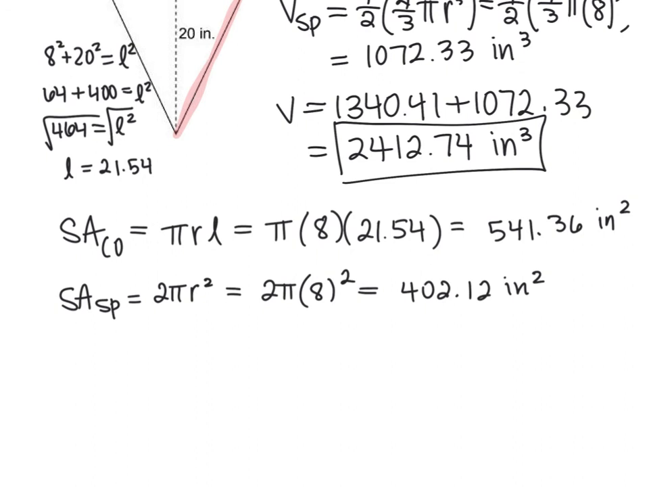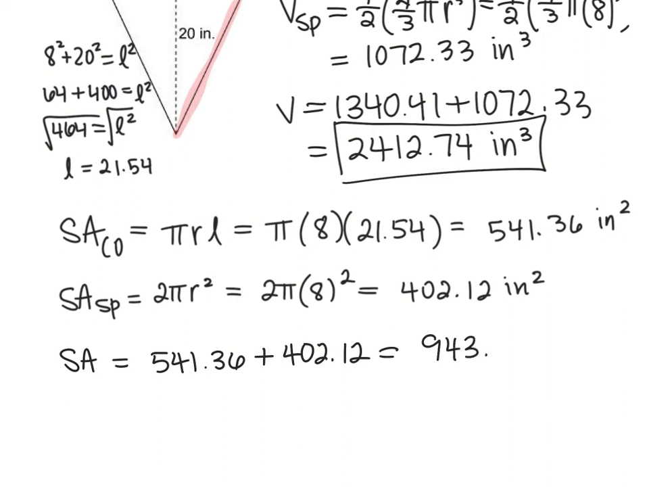So that means that our total surface area, we're going to do 541.36 plus 402.12, and we get 943.18 inches squared.